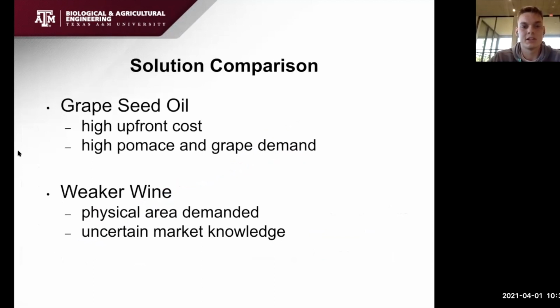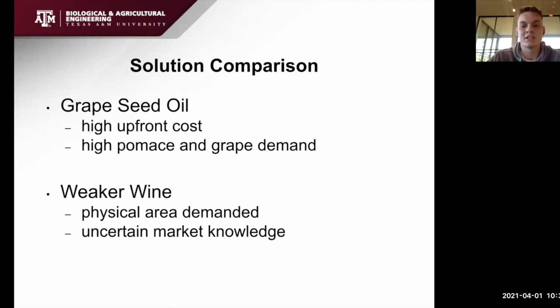And then lastly, we just want to hit on the solution comparison. These were the comparisons that we mentioned in our last progress report: other solutions we mentioned in our previous progress report, and why we ended up not choosing those. So firstly, for the grapeseed oil, the first negative against this idea was the high upfront cost. It's a very complicated process that involves pressing the grape pomace, separating the seeds, and heating the mixture to extract the oil. So the necessary equipment to perform these tasks totals over about $500,000.